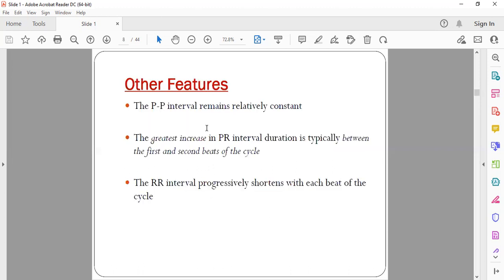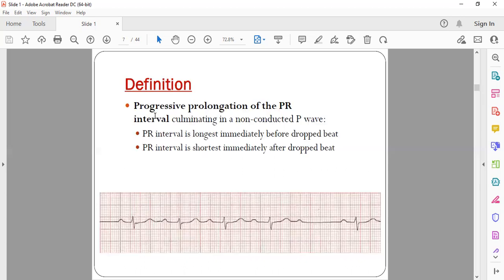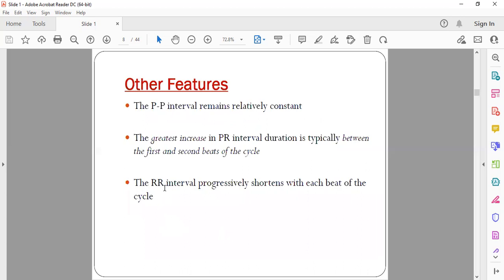Other features of Mobitz type 1 is the PP interval remains relatively constant. Okay, what does that mean? That each P wave will come within the same interval. So the same time is required for each P wave, but the only thing which is changing is the time taken for the AV node to depolarize. But the RR interval may get shortened. RR interval progressively shortens with each beat of the cycle.